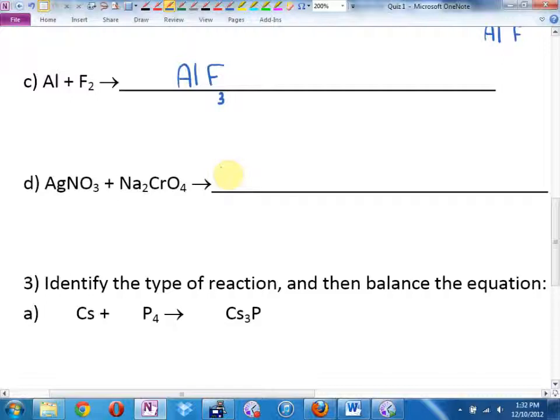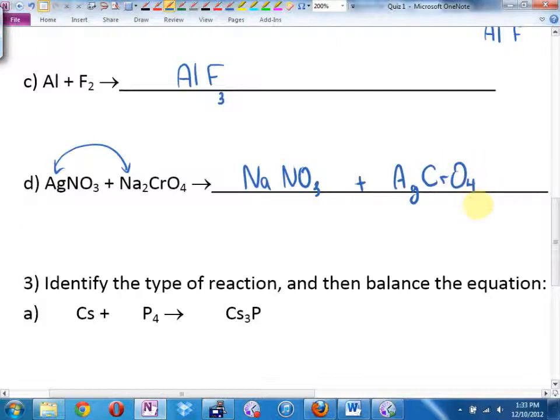What kind of a reaction do you think D is going to be? Double replacement. I think the metals are going to trade places. It's going to be Na is going to combine with NO3, and Ag, which I think is silver, is going to combine with CrO4.